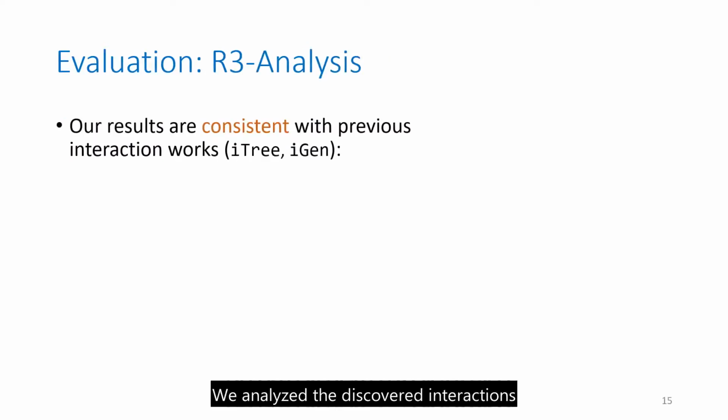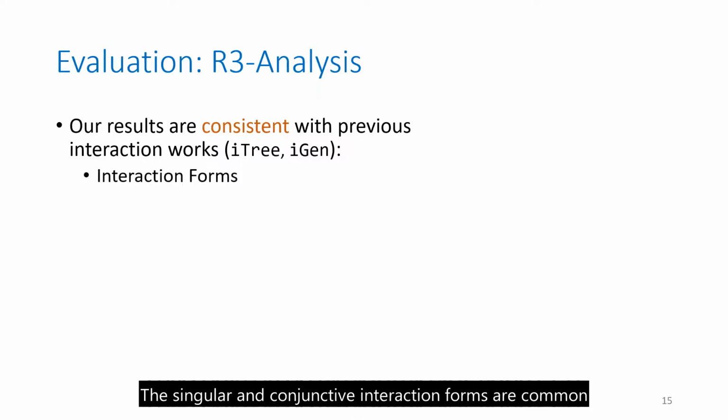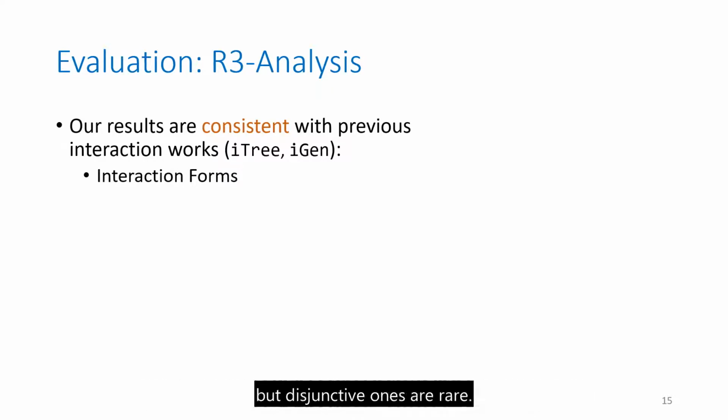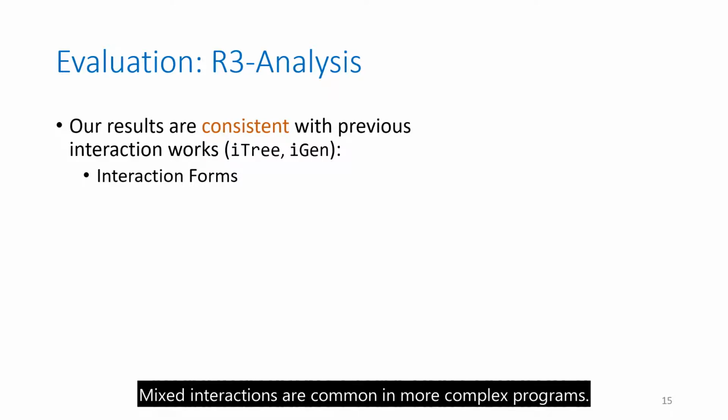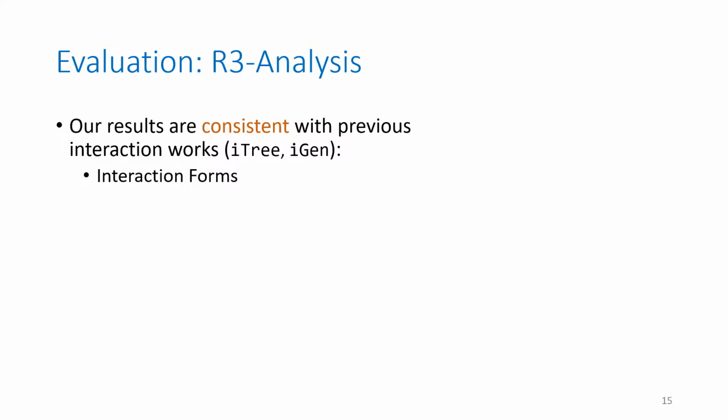We analyze the discovered interactions to learn interesting properties in configurable software. Our results are consistent with the observation made in previous interaction works like i3 and iGen. The singular and conjunctive interaction forms are common, but disjunctive ones are rare. Mixed interactions are common in more complex programs.